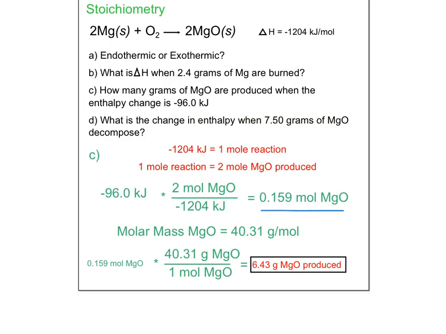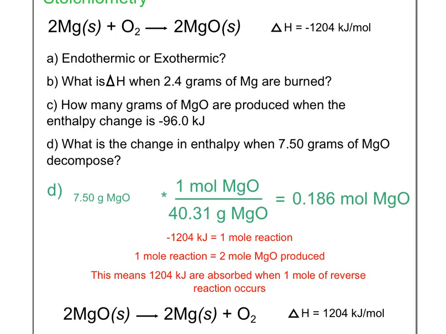Once we have the moles of the magnesium oxide, I'm just using the molar mass to cancel out moles. 1 mole is equal to 40.31 grams, so that way I get how many grams of magnesium oxide will be produced. All right, and lastly, letter D is kind of a weird twist. So let's see. It says, what is the change in enthalpy when 7.5 grams of MgO decompose? That word's going to be important in a minute.